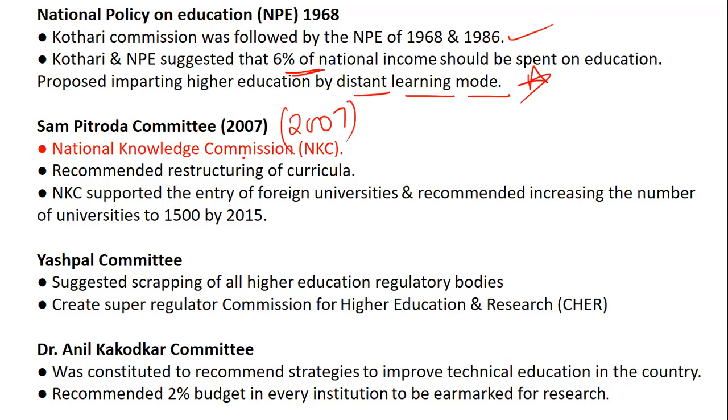Coming next is the Sam Pitroda Committee, which was in the year 2007. It says that the National Knowledge Commission, that is nothing but a think tank, recommended restructuring of curricula. And yes, the reason was that we need to have a competitive level for the entry of foreign universities and increasing the number of universities to 1,500 by 2015. So this came into connection with the help of what? The Sam Pitroda Committee.